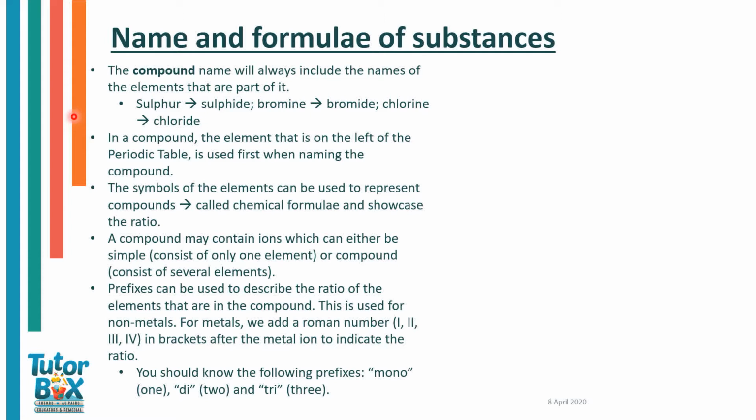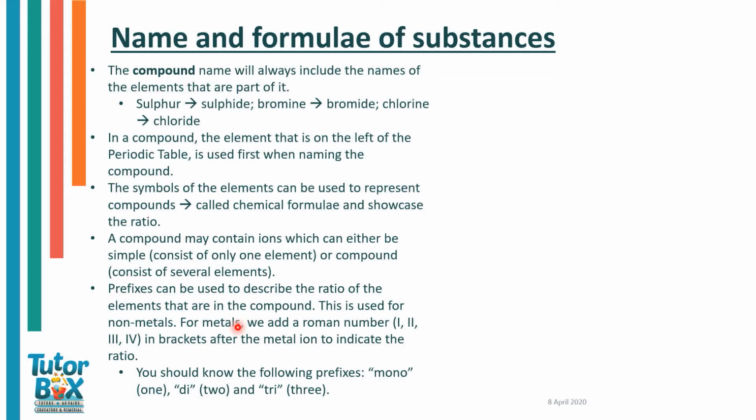Prefixes can be used to describe the ratio of the elements in the compound. This is used for nonmetals. For metals, we add a Roman numeral 1, 2, 3, or 4 in brackets after the metal ion to indicate the ratio. This is just because some metals can have different types of valency, so they can bond differently. I think we will go into some examples, and then prefixes to describe the ratio of the elements.